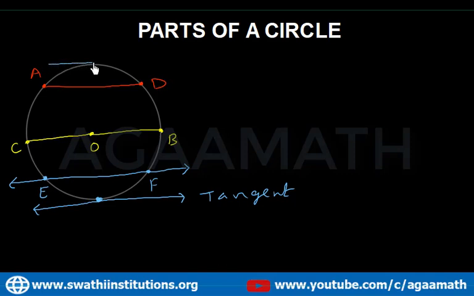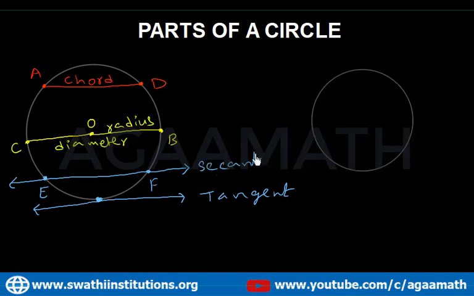it intersects the circle at 1 point. Even this is also called a tangent. So see here, now what we have learned: radius, diameter, chord, secant, and tangent. Right? Let us learn more about these parts of the circle now.